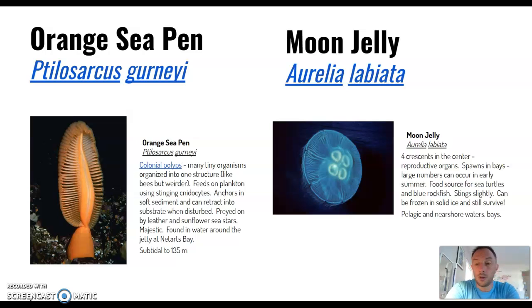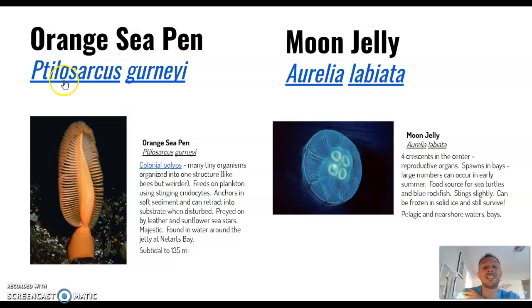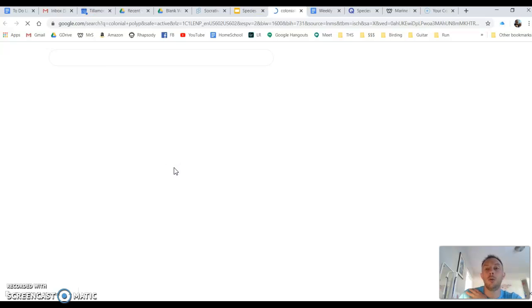The first one is the orange sea pen. Its scientific name, you want to follow along with me here, is Tilosarcus gurnii. So it's Tilosarcus gurnii. You do not pronounce the P on that one. What is unique about this one? Well, they're a colonial polyp.